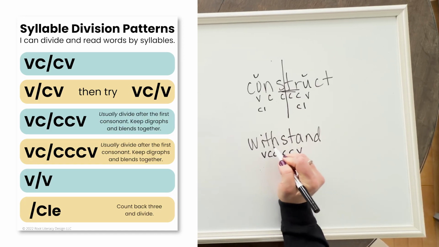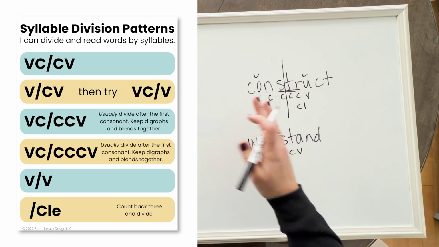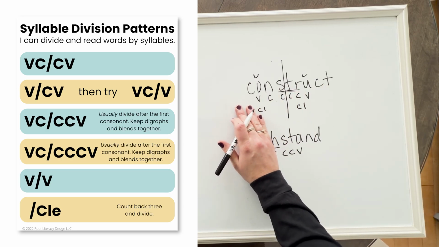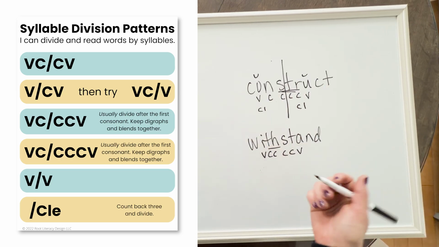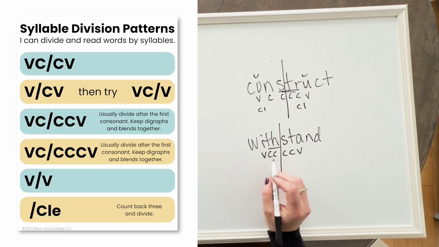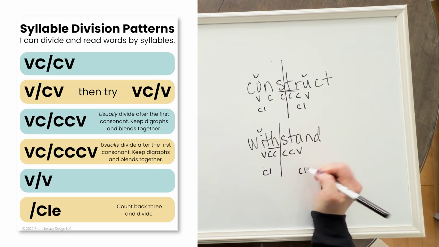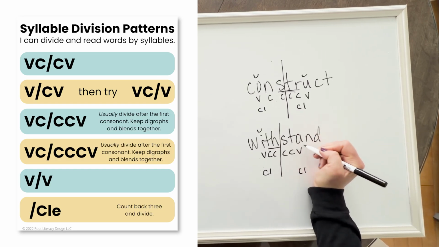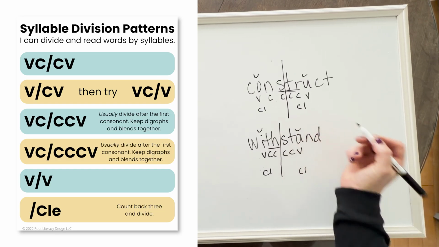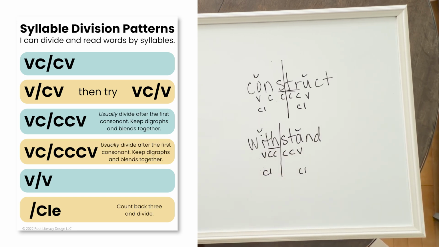In this case, we have a digraph that cannot be divided, so it's not going to be wit and then HST. So we're going to keep that together, which means that I'm going to divide my word here. So now the I is closed in and says ih, and the A is closed in, and this is our nasal sound because the A is next to an N. So it's saying ah, withstand. All right.